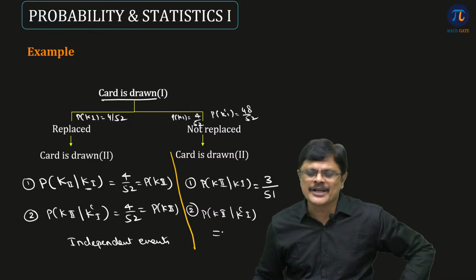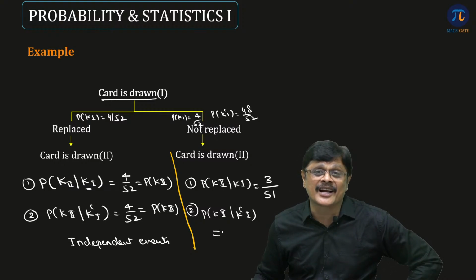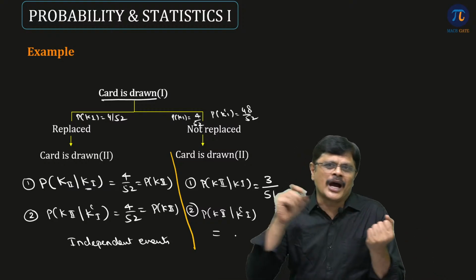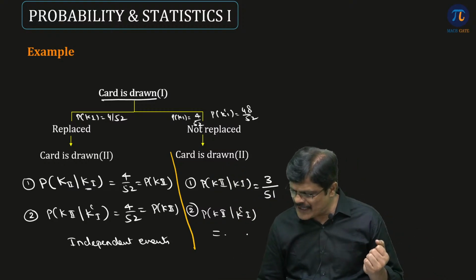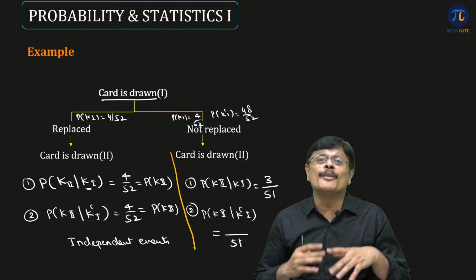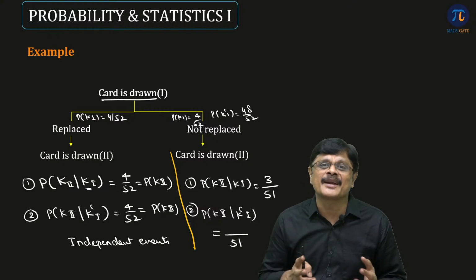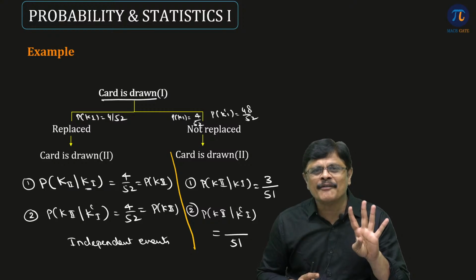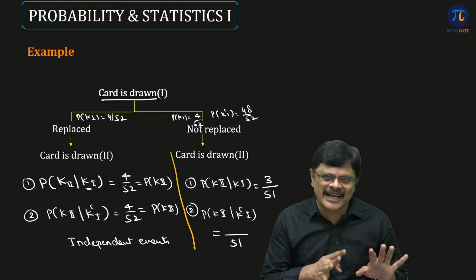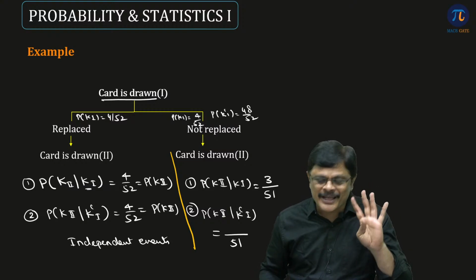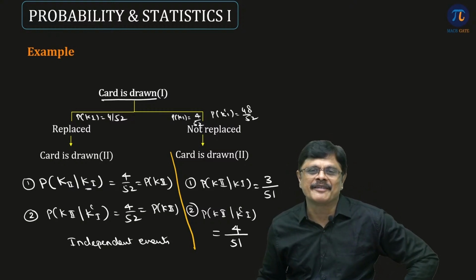Now what is the probability of getting king in the second draw when it is not king in the first draw? Of course, the card is not replaced, it is thrown. So we are having 51 cards now. How many kings are remaining? All the 4 kings are very much available, because the first card is not a king, it is some other card. So how many kings available? 4 by 51.